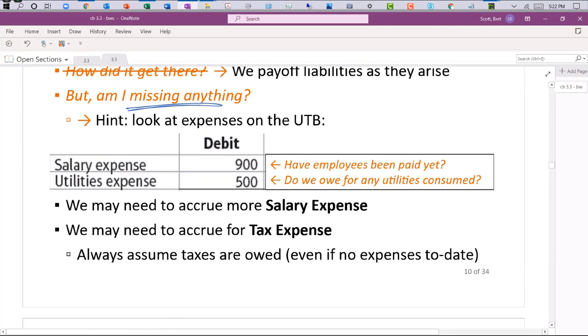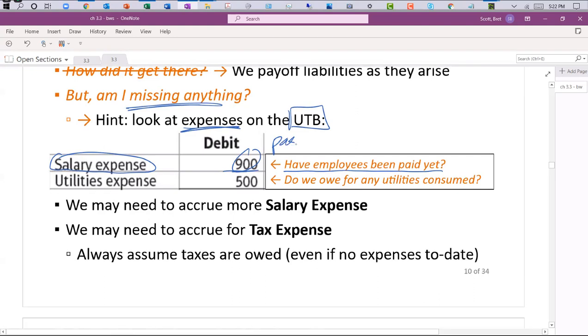One way to figure out whether or not you owe a payable is to look at the expenses. If we look at the expenses on the unadjusted trial balance, we can see that there's a salary expense. Well, that's neat. That means we have employees who work for us. Being that we've already paid them $900 in cash and recognized the expense, I may want to ask myself, have employees been paid yet for any recent work that they've done? This represents past services, but is there any amount of current services that employees have performed that I need to pay for? If so, I need to accrue a payable for that.